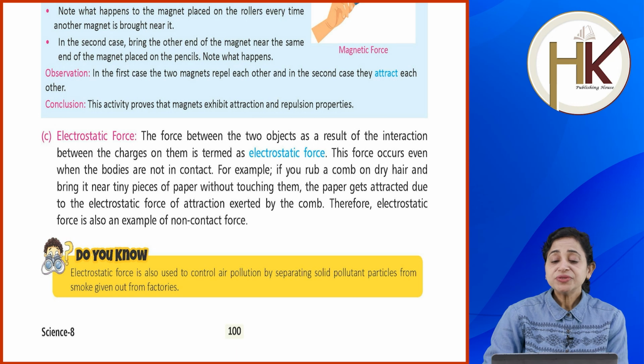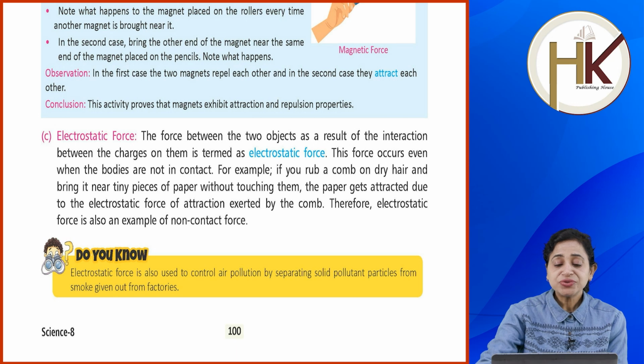Now, electrostatic force. The force between two objects as a result of the interaction between the charges on them is termed electrostatic force. This force occurs even when the bodies are not in contact. For example, if you rub a comb on dry hair and bring it near tiny pieces of paper without touching them, the paper gets attracted due to the electrostatic force of attraction exerted by the comb, and therefore electrostatic force is also an example of non-contact force.